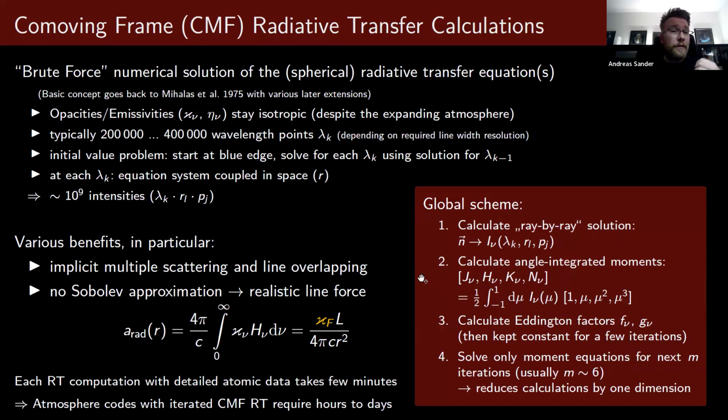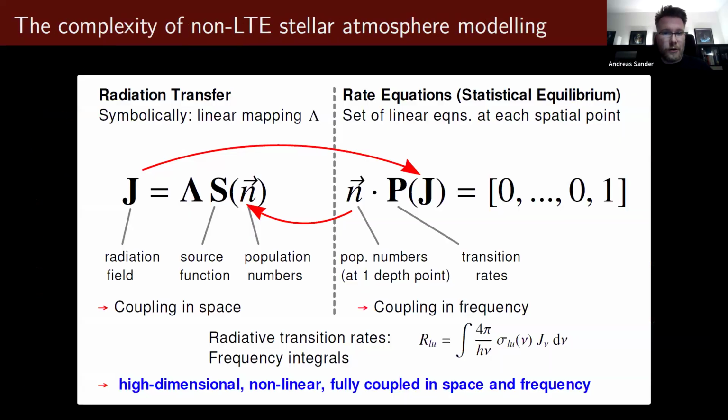The benefit of doing this CMF radiative transfer calculation is that you implicitly include various effects that you otherwise don't account for if you try simpler, faster approaches, for example multiple scattering and also the overlapping of lines. And you also don't need the so-called Sobolev approximation, which gives you a much better line force, at least in critical regimes where the Sobolev approximation would otherwise break down. But as mentioned, each of these computations with detailed atomic data takes a few minutes, and that means if you iterate over this, atmosphere codes using this approach will require hours to days to converge a model.